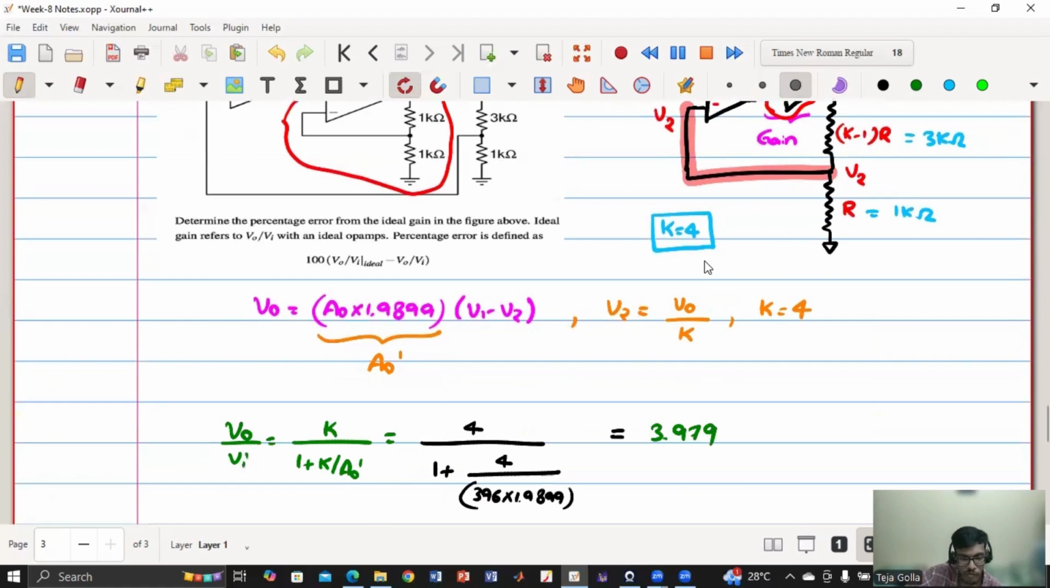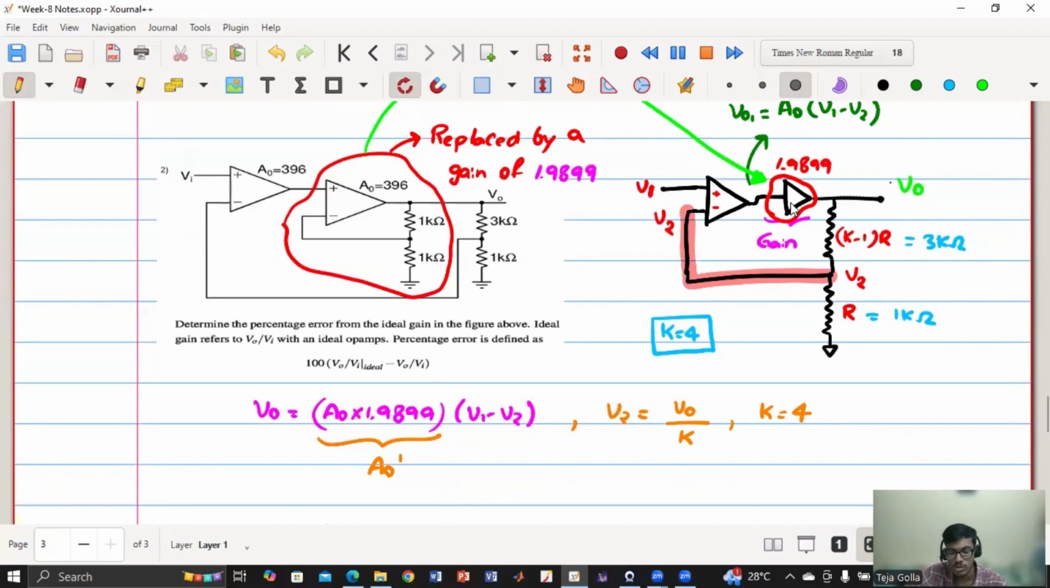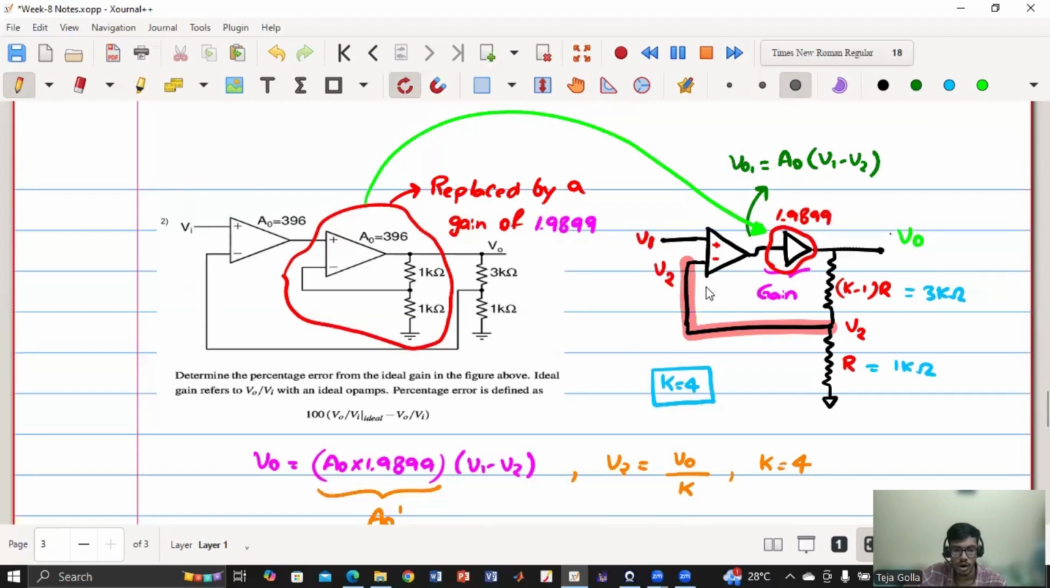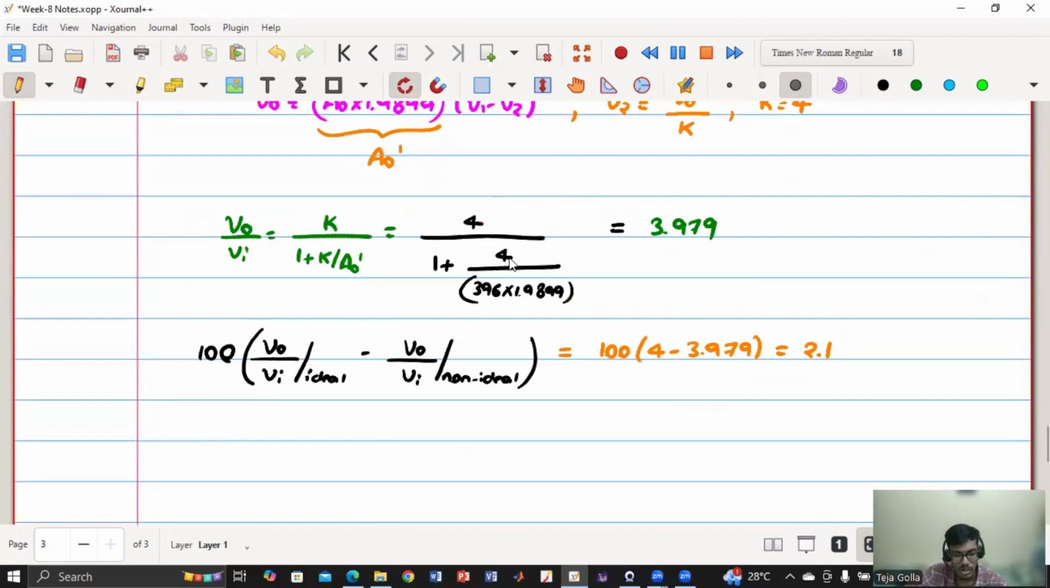So now if we solve this again, we'll get this similar type of expression. V naught by Vi is K by 1 plus K by A naught dash, where A naught dash is the new gain because internally there was a circuit which is providing this additional gain to the already existing gain of the amplifier. So it's like an updated gain. Once I substitute, I'll get 3.979. So 4 minus 3.979 is, I think, 0.021. So if I multiply with 100, I'll get 2.1. So is this clear, Lokesh?